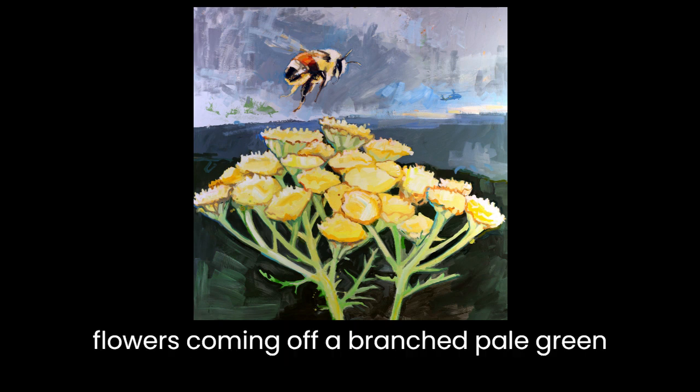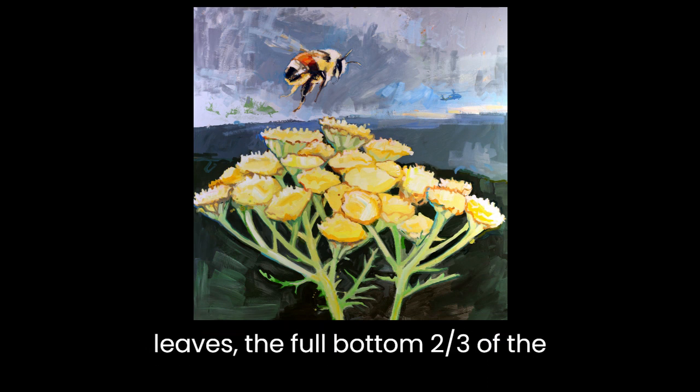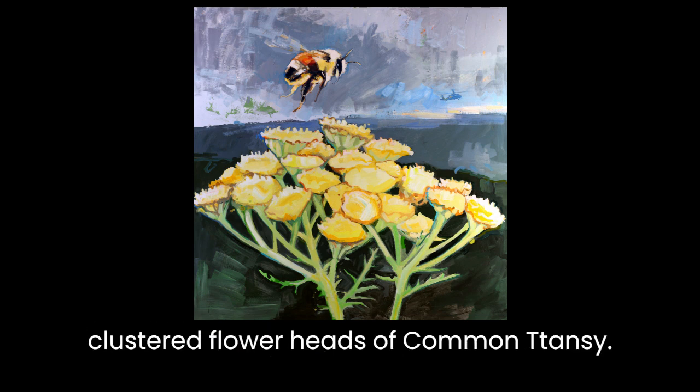With bright tight yellow flowers coming off a branched pale green stem and with alternating fern-like leaves, the full bottom 2/3 of the painting brings us right up on 2 clustered flower heads of common tansy.